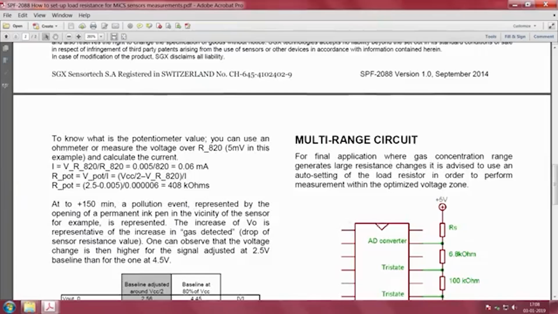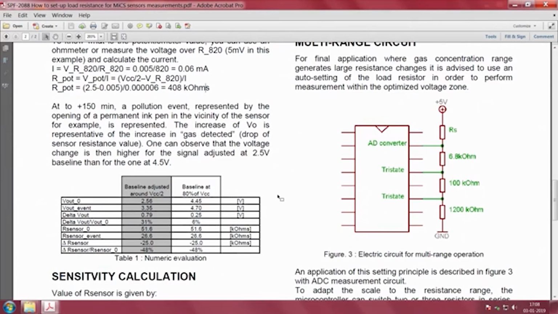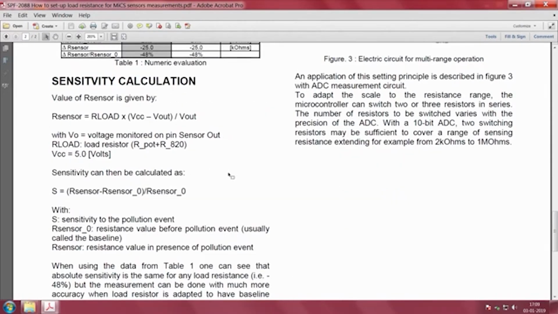And how do you calculate that value of the potentiometer R value? Well, here is a simple expression which will give you that. Everything is around the Ohm's law, so I will not elaborate that. So essentially if you do baseline adjusted around VCC by 2 or baseline at 80% of VCC, which is 4.5 volts and 2.56 in either case, there is no problem of RS by R0, there is really no problem. Only thing is good swing you will get, right, and good resolution you will get. So that is what he is trying to tell here. This is the way you do it.